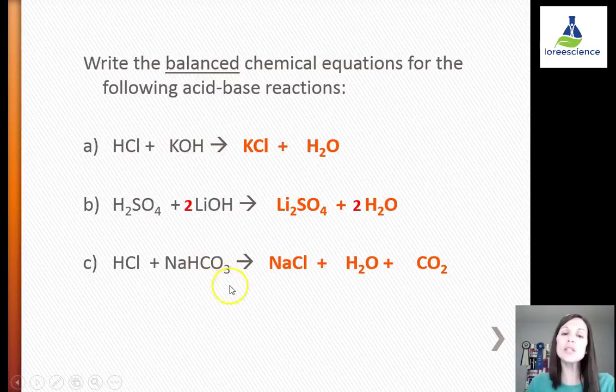Okay, so these are a little bit tricky. You're going to take off that carbon dioxide, getting your CO2, and you have to take the other components to come up with your water and your salt. Okay, that's it for this lesson.